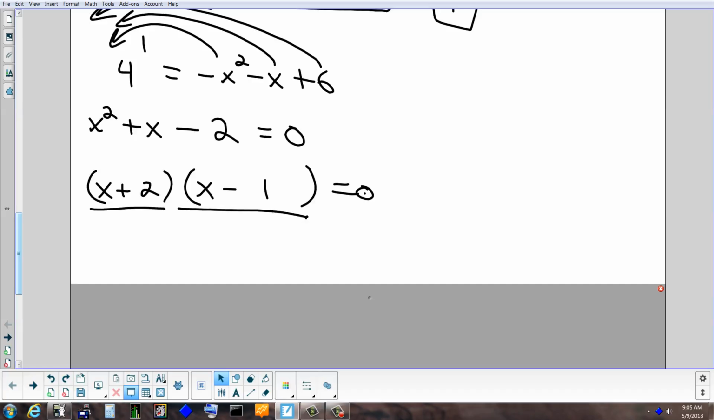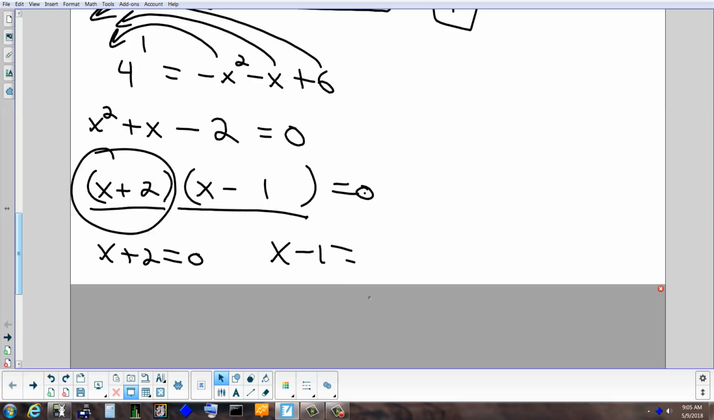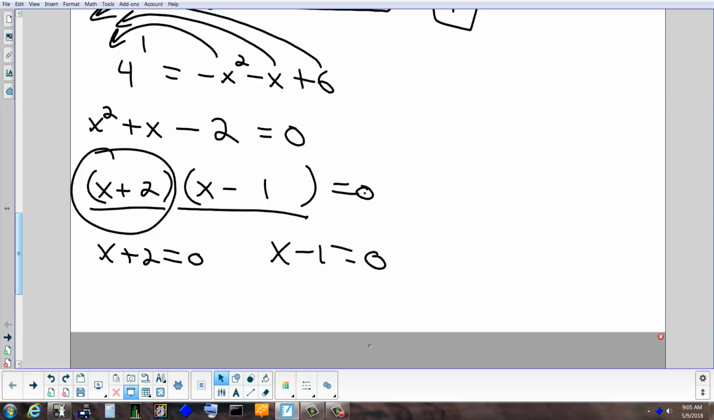Yeah, if one or both are equal to 0. So either the first factor has to be 0, or the second factor has to be 0. And now solve each one. So if x is negative 2, that would give you 0 times something, which is 0. Or if x is 1, that would give you 3 times 0, which is also 0.